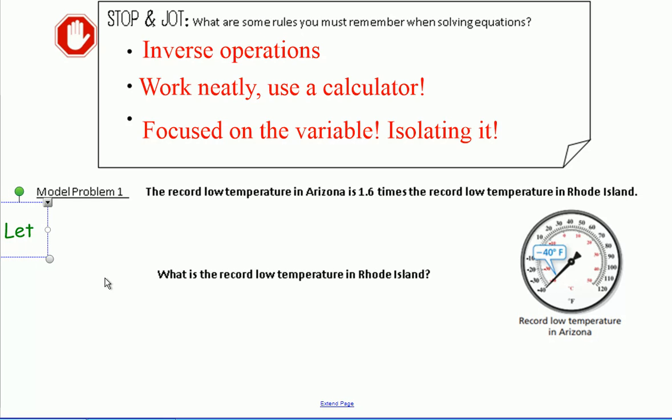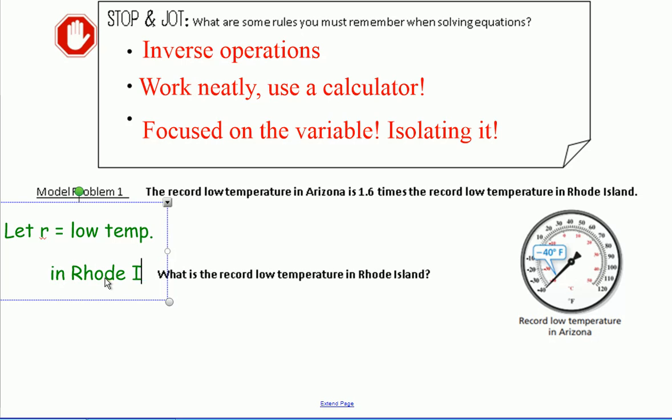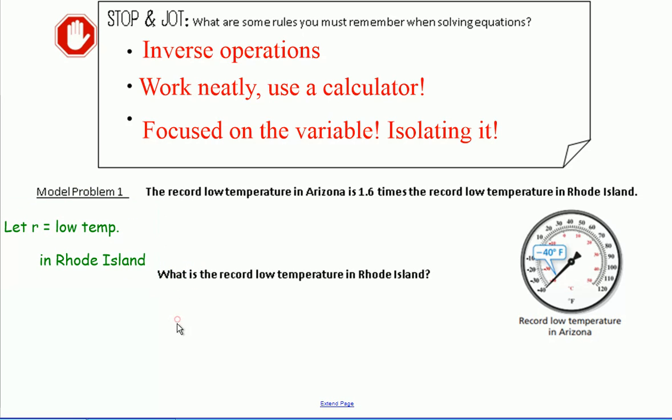So I'm going to write a let statement. Let. Because we're talking about the temperature in Rhode Island, I'm going to use the letter R, just because I think it will help me remember where the R goes. So I'm going to write let R equal the low temperature in Rhode Island. I know it's a lot to write, but I know you'll be able to squeeze it in over here.